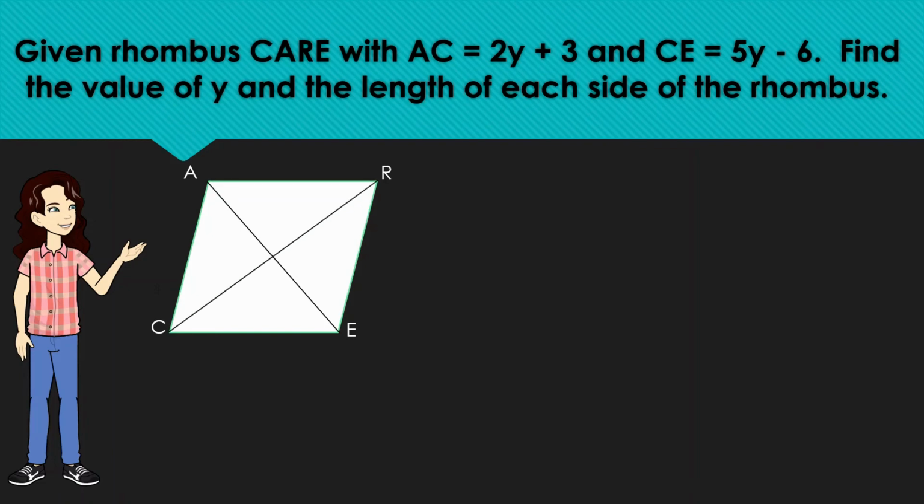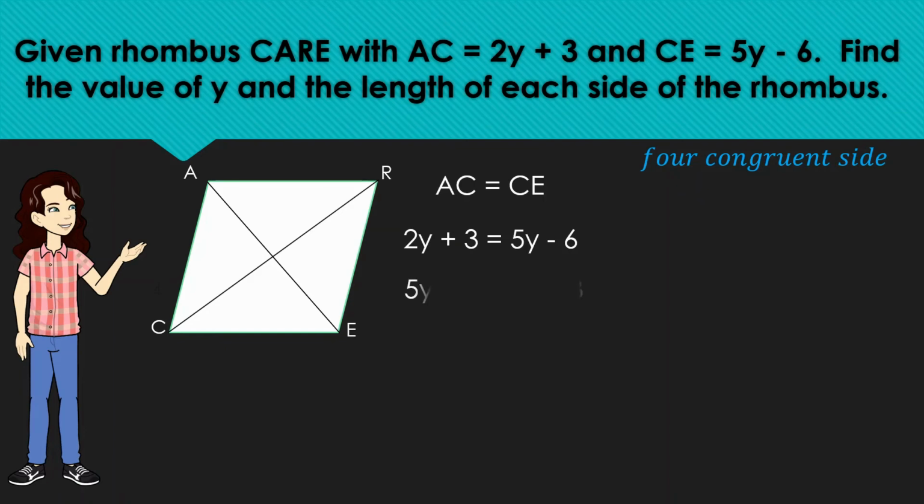So in this rhombus, we have diagonal AE and diagonal CR. Because of the four congruent sides, segment AC and segment CE are congruent. So they are equal, or they are congruent. So write the given: AC is 2y plus 3, and segment CE is 5y minus 6.